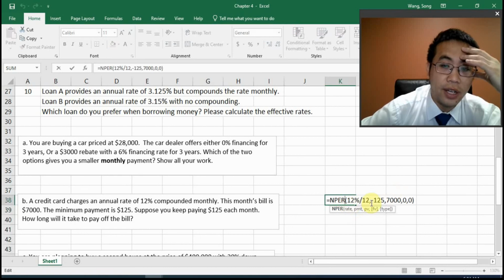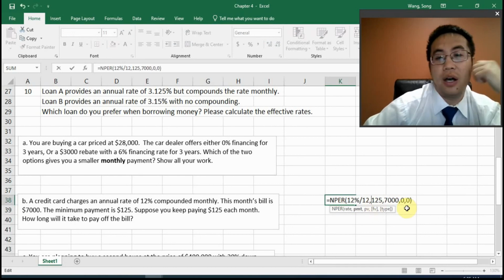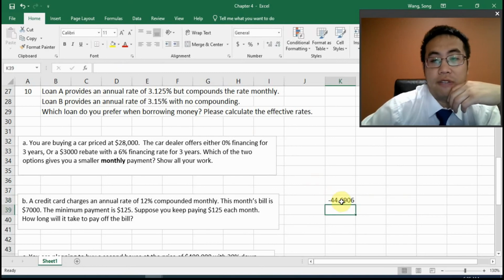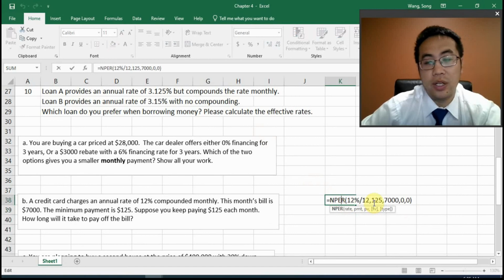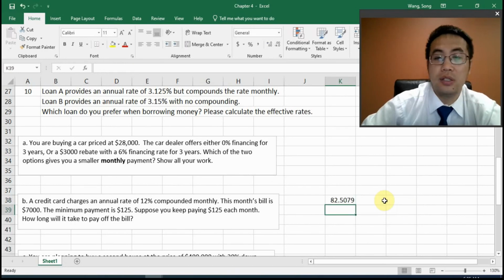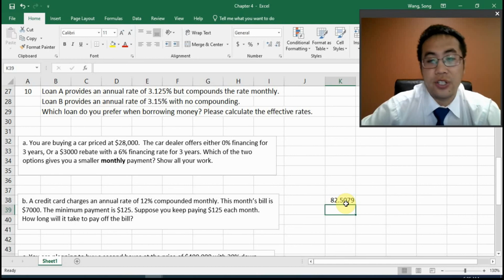So what about if I do this? If I put a positive 125, then a positive $7,000, Excel would not function, okay? It would generate some weird numbers because the cash flow of payments should have a different sign than the principal. This is how Excel functions.